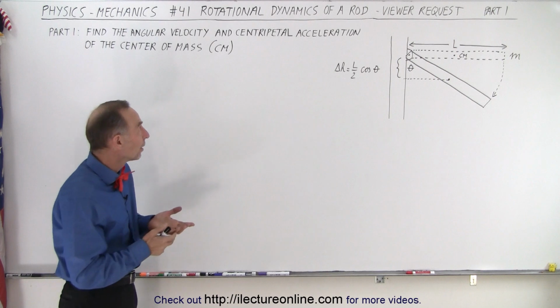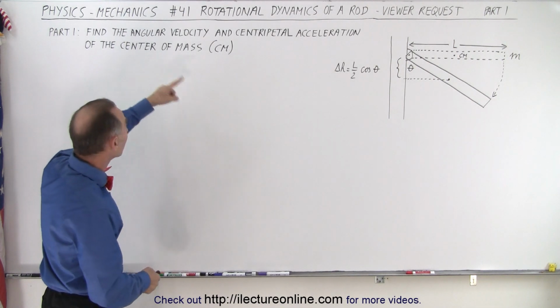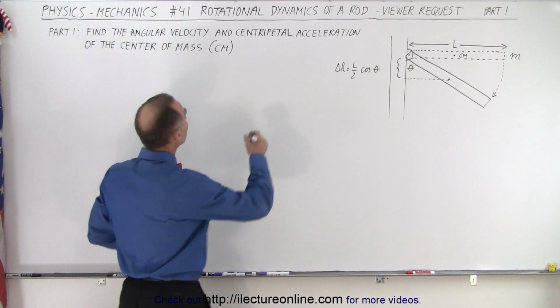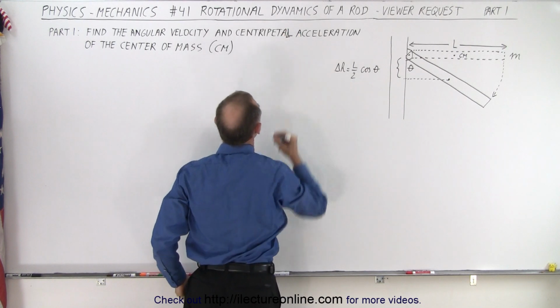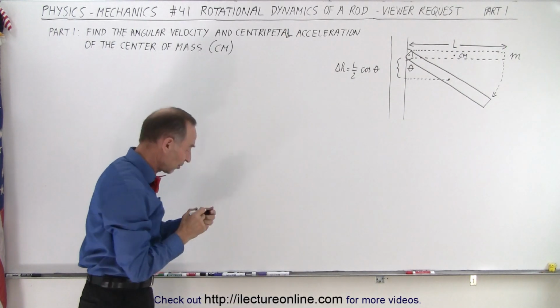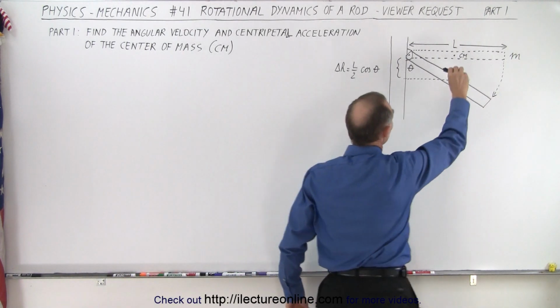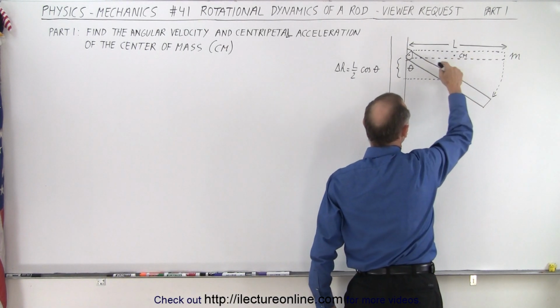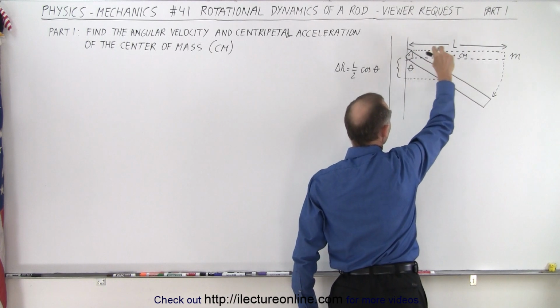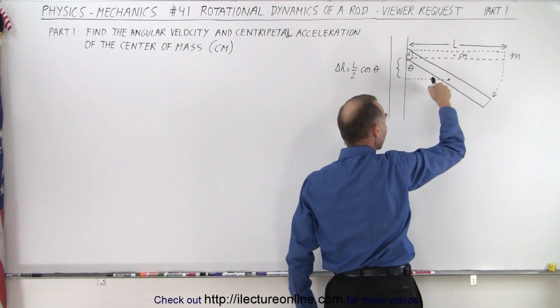We're going to start out by calculating the angular velocity and the centripetal acceleration of the center of mass. What we're dealing with here is a rod. We start with the rod in a horizontal position. It's attached to a hinge on the left here. Once we let go, the rod will begin to swing down.